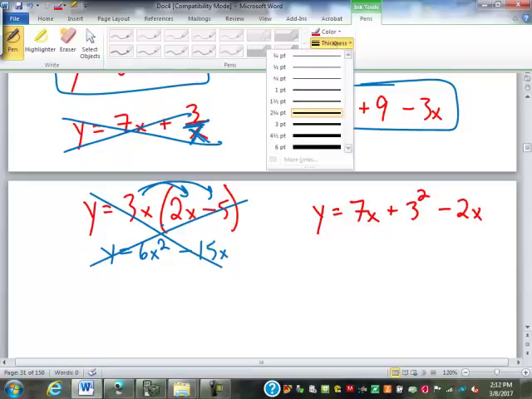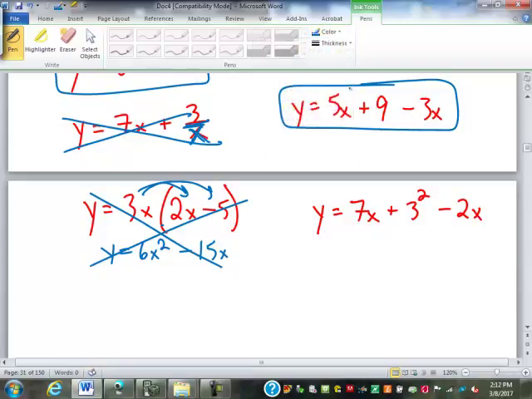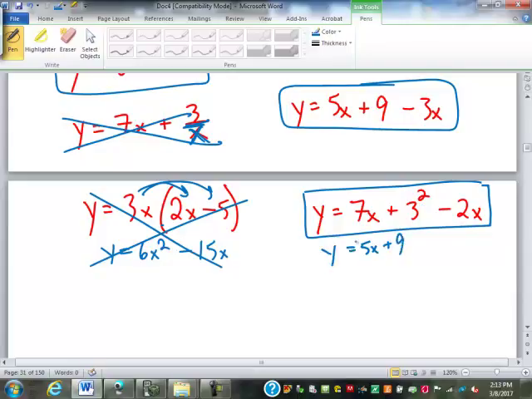How about this one? Is it going to be a line or no? No. We've got the 7x and the negative 2x. That just combines to make 5x. And the 3 squared is 9. So there's an exponent, but it's not on the variable again.